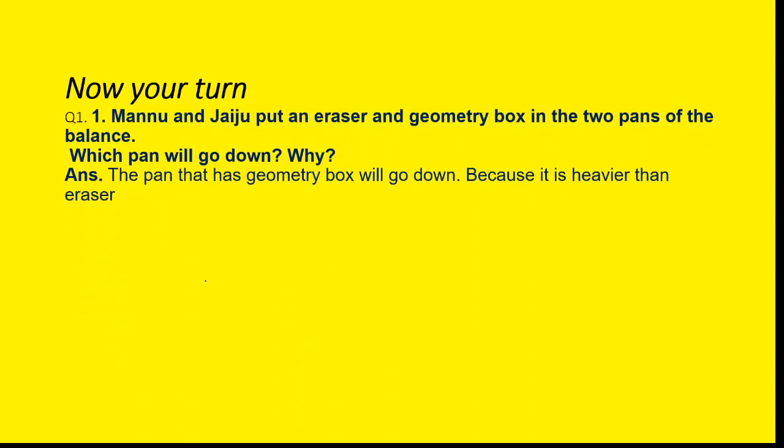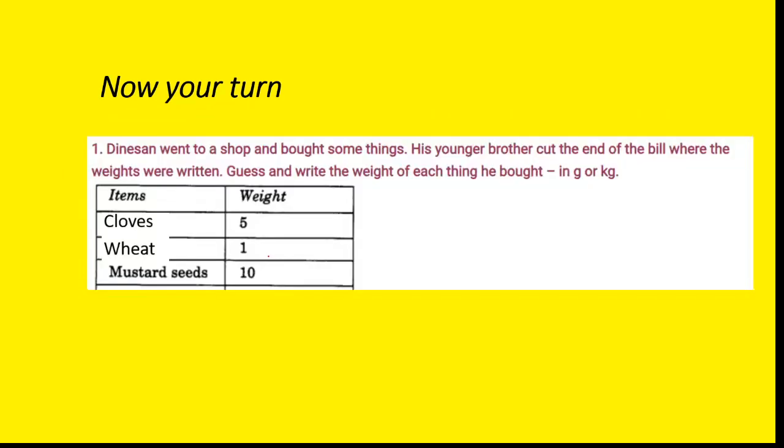Now it's your turn again. Manu and Jeju put an eraser and geometry box in the two pans of the balance. Which pan will go down and why? So here children, very simple. The pan that has geometry box will go down because it is heavier than eraser.